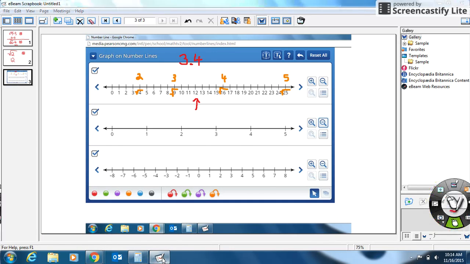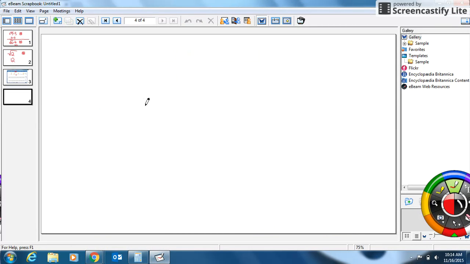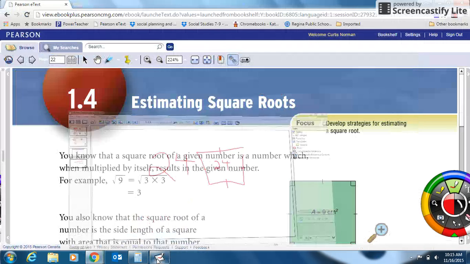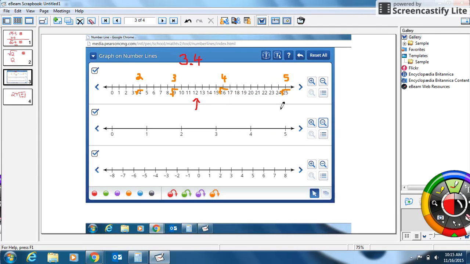Let's go back here. Whoops. Let's go new page. Let's figure out the square root of 24. So if I said to you, hey, here's a square, the area of the square is 24 centimeters squared. What is the length of the sides? So basically what I'm saying is, go back to my number line here and find the number 24.